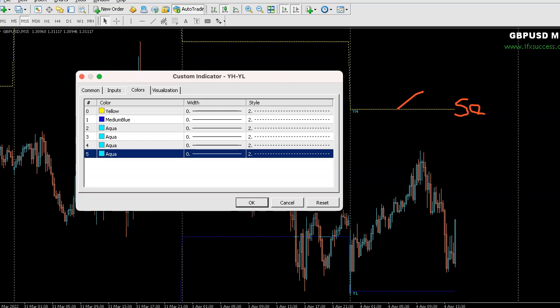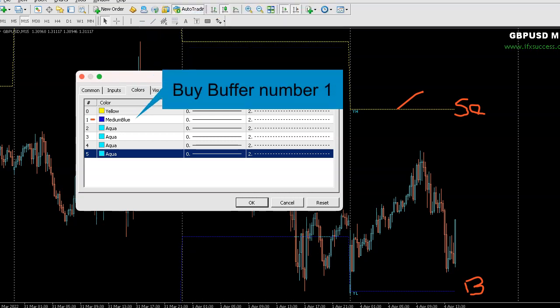Now this is blue. Very interesting. When the price comes down here, this is my support and I want to buy in here. This is my buy buffer. This is going to be 1.